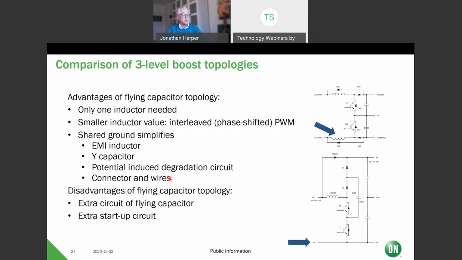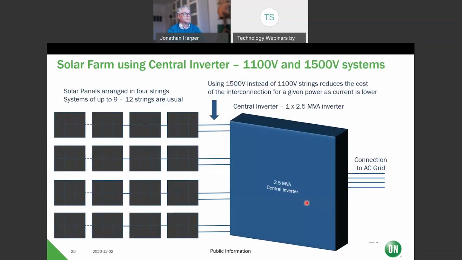Our colleague who's an expert on this was commenting that this is actually much simpler when you use the flying capacitor boost. Disadvantages: there's extra circuits on here because you need the flying capacitor, and you need to worry about the startup circuit. I don't want to comment further on that. There's a lot of discussion on that. It's out of the scope of this presentation. That's something you need to look at if you ever use that topology.